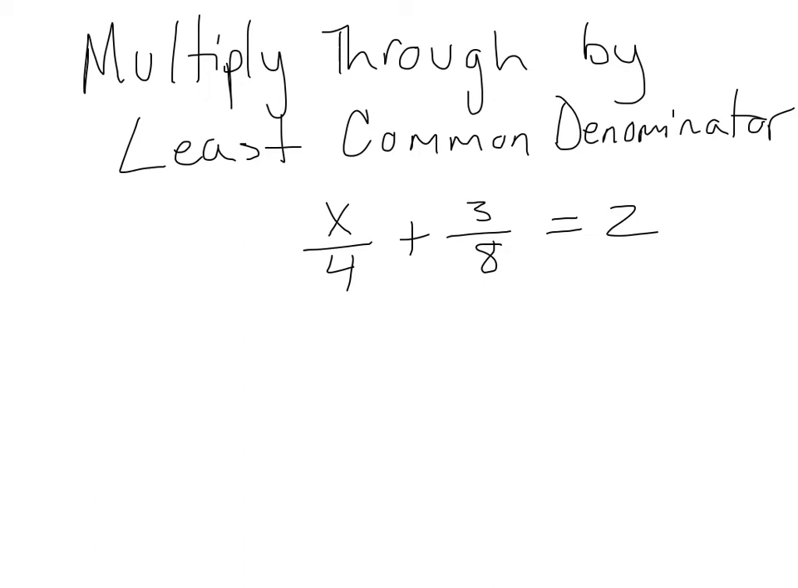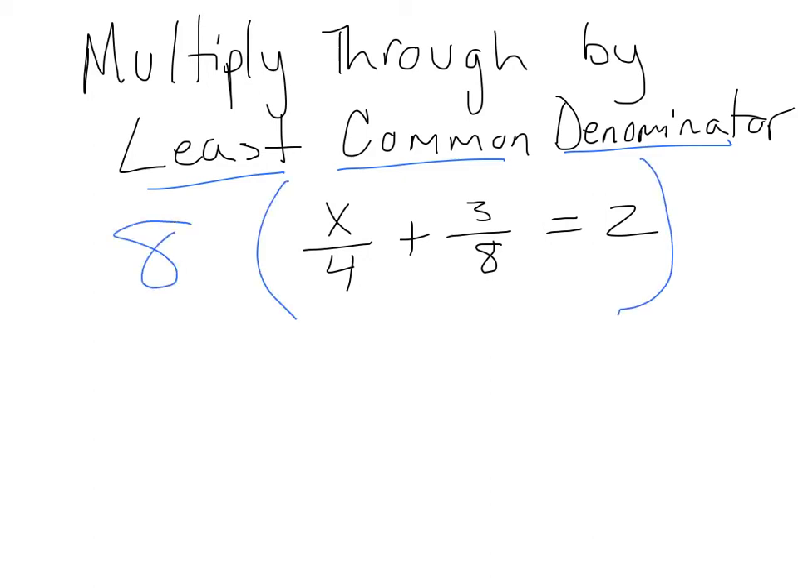Go ahead and multiply through by the least common denominator. In this case, what's the denominator that each of the denominators can go into that's the least number? It's not 4 because 8 can't go into 4, but it is 8 because 4 can go into 8. And 8 is the least number that each of your denominators can divide into. So let's go ahead and multiply everything through by 8.